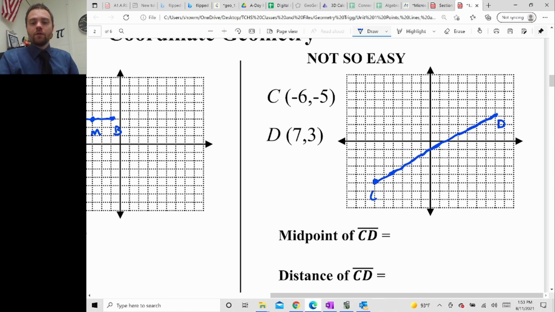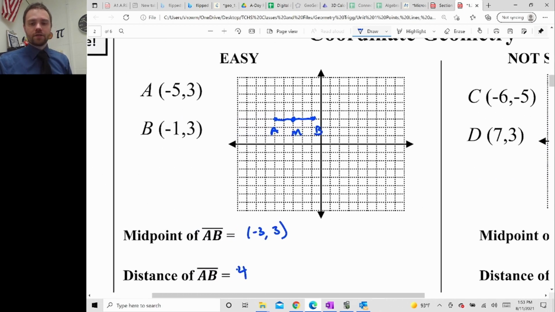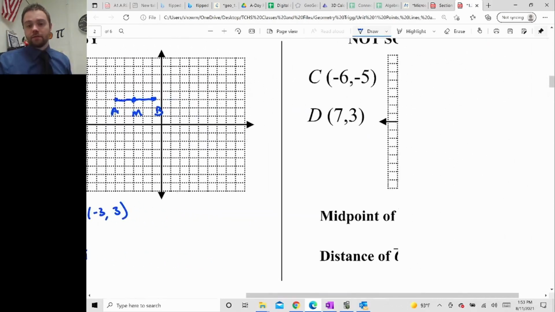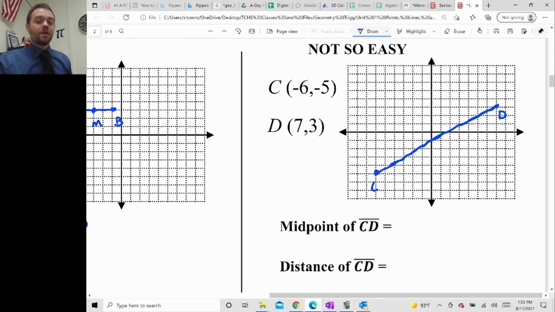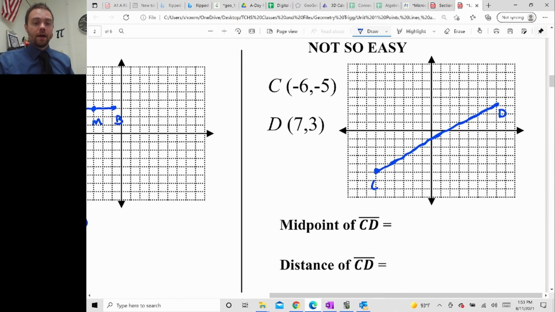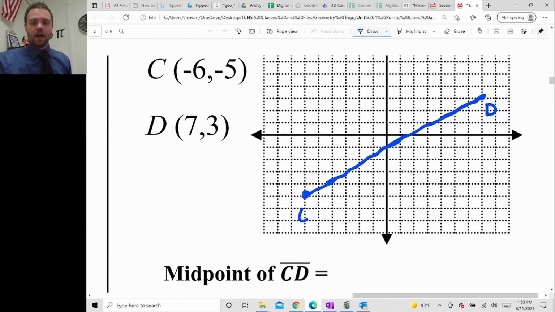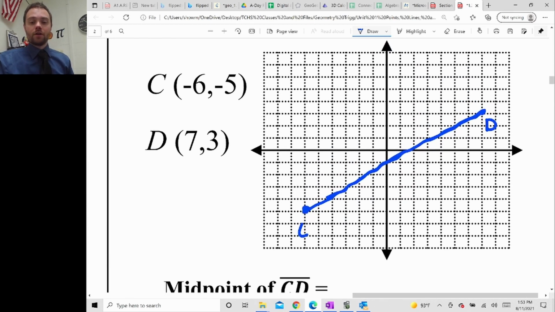I'm going to extend this over. What we want to know is the midpoint of CD and the distance of CD. Notice the difference. Here you could see what it is really easily. Over here, it's going to be a little more difficult unless I have a ruler, and even then it may not be the unit that we want, because that ruler would measure in inches. We want to know the unit being used for this XY axis. So it's going to be a little more difficult to do this one.